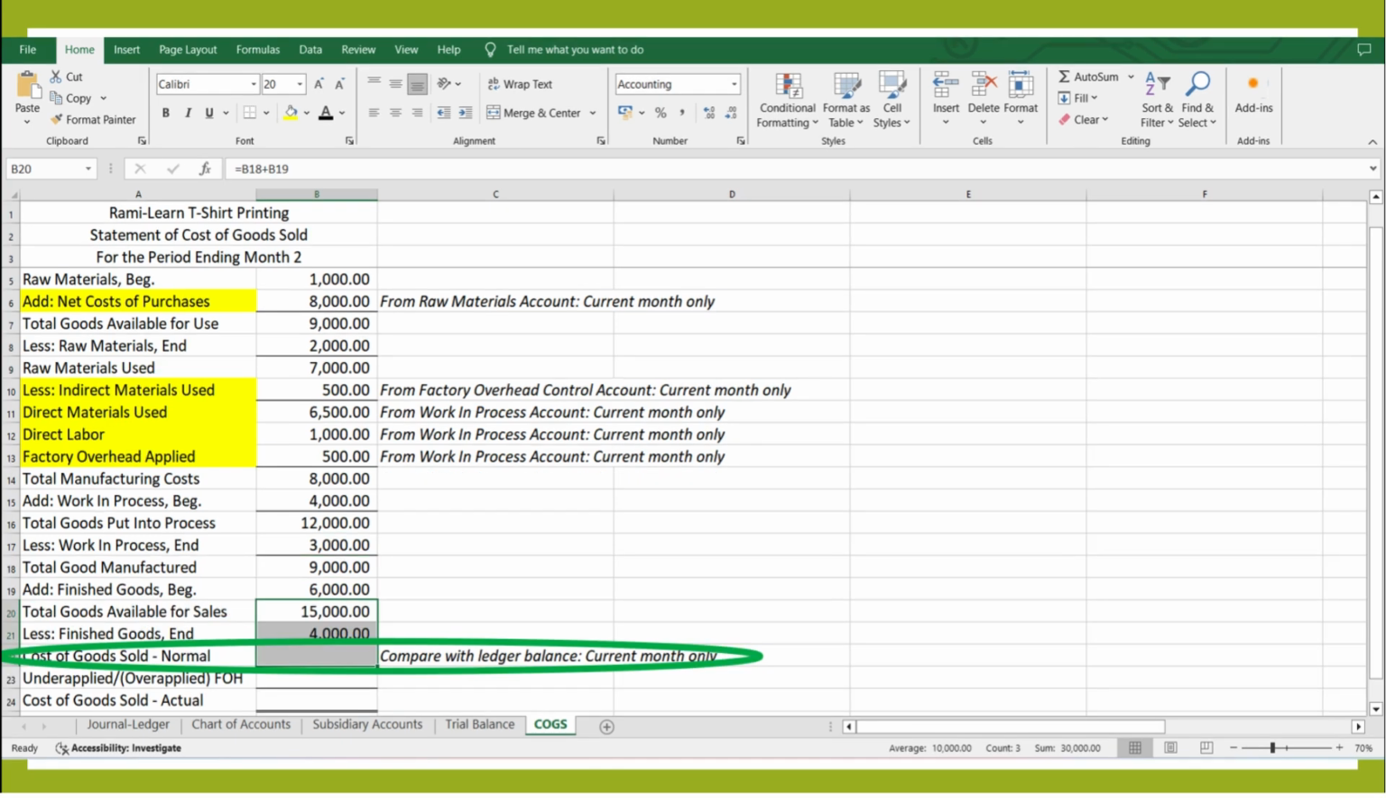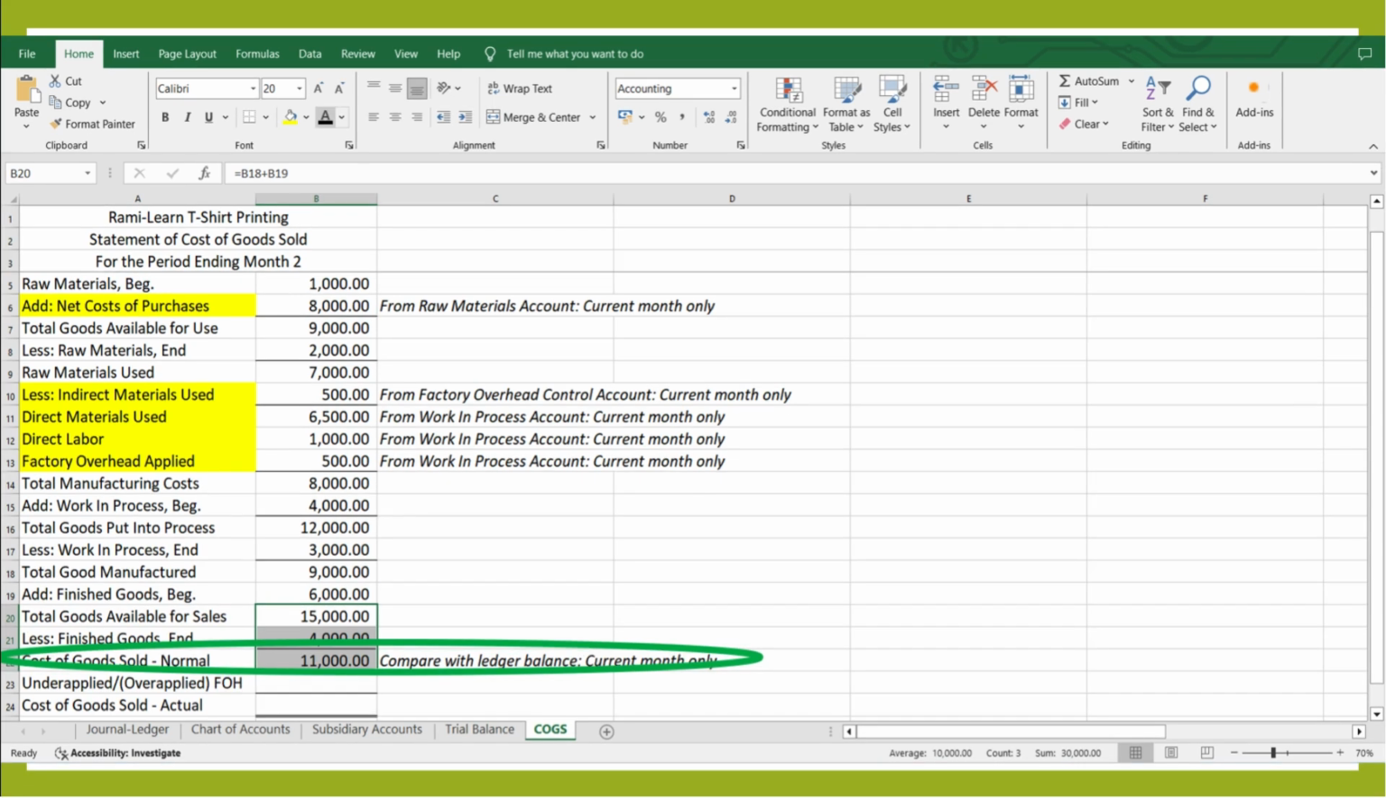Total goods available for sale minus finished goods ending equals cost of goods sold, normal. Hence, 15,000 pesos minus 4,000 pesos equals 11,000 pesos.